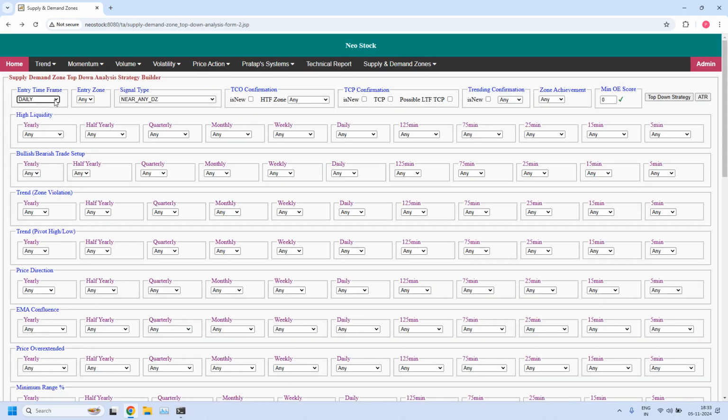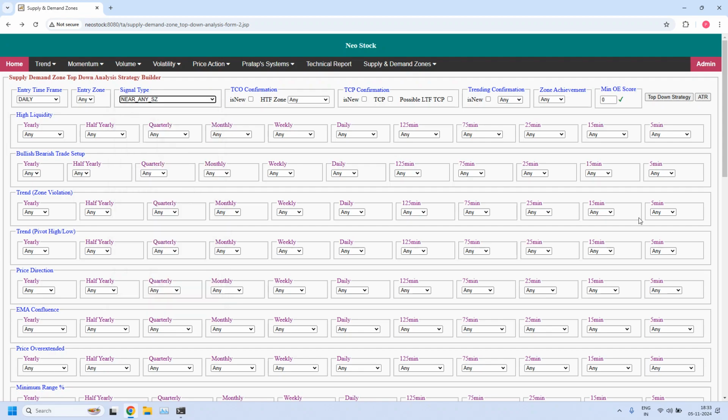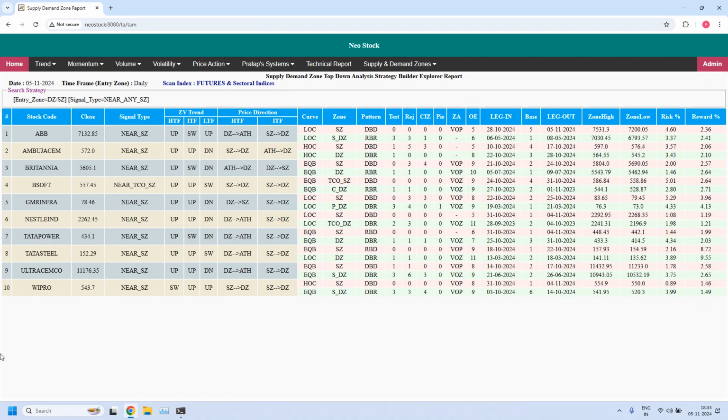Okay, for daily time frame, let us find the stocks where price closed near daily supply zone. 10 stocks are filtered. Let's identify any high liquidity daily supply zones from this list. This is a TCO. Now we don't have any valid high liquidity daily supply zones from this list.